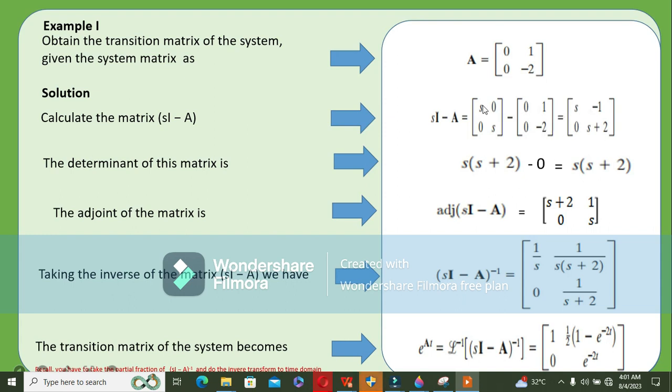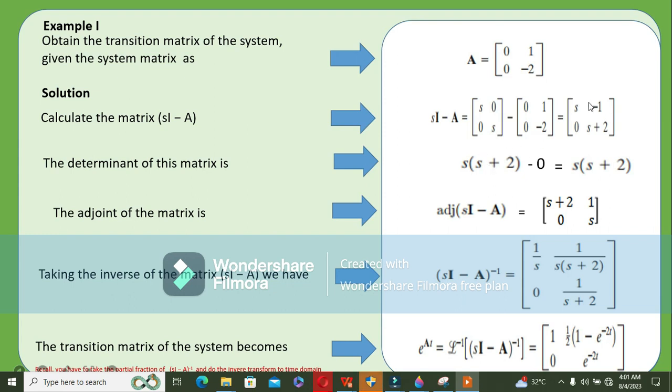So you can see that when we say s minus 0 will be s, of course, 0 minus 1 gives minus 1, 0 minus 0 gives 0, and s minus minus 2 will give you s plus 2. So you see, that is that. Now to get the determinant of this, because remember we told you that the inverse, which is what we are going to look for, the inverse of this matrix is actually the adjoint of the matrix all over its determinant.